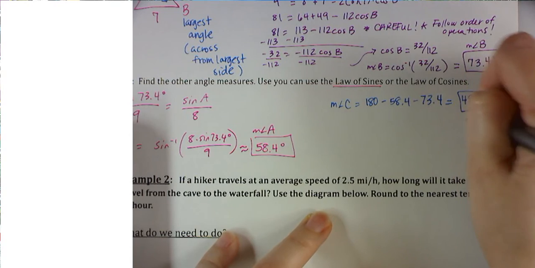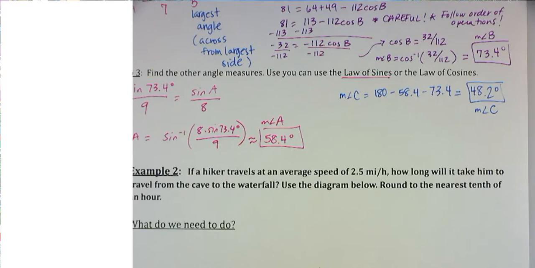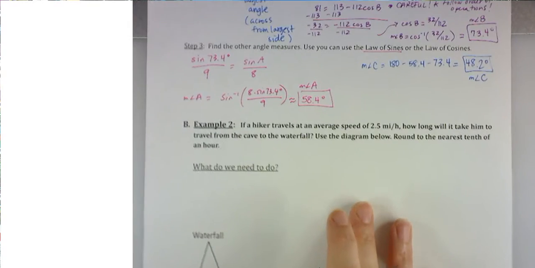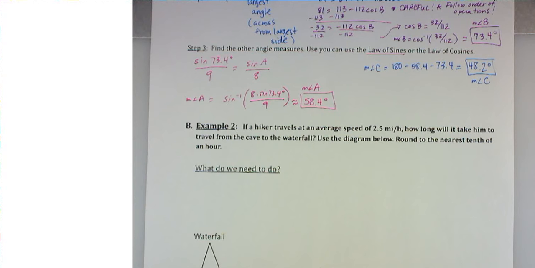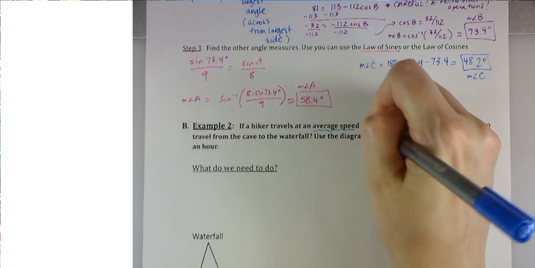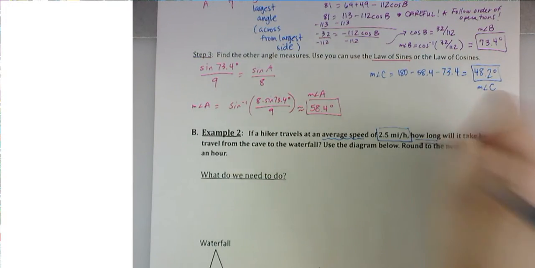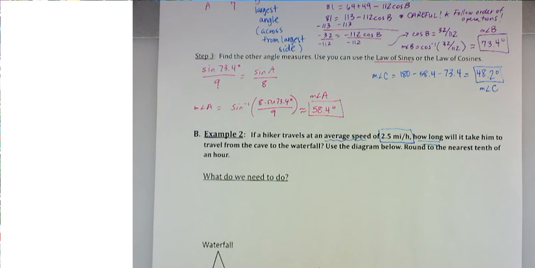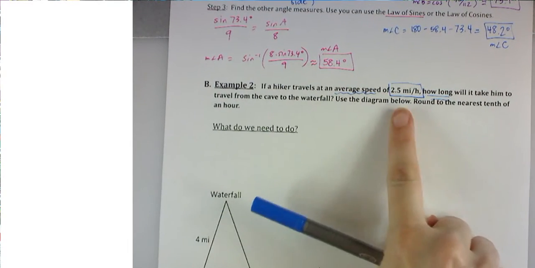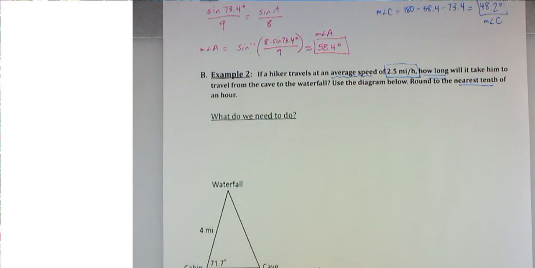Example 2 is using the law of cosines but with an application. It says, if the hiker travels at an average speed of 2.5 miles per hour, how long will it take him to travel from the cave to the waterfall? And here's our picture here. Use the diagram below, round to the nearest tenth of an hour. So what do we need to do? What is the problem asking us to do? We have to find how long it's going to take the hiker.